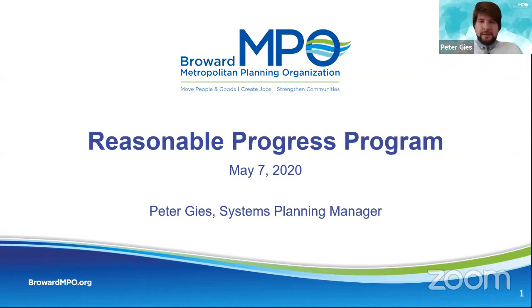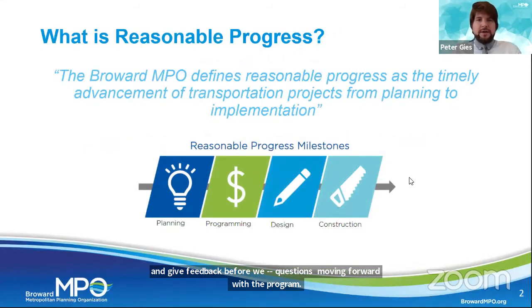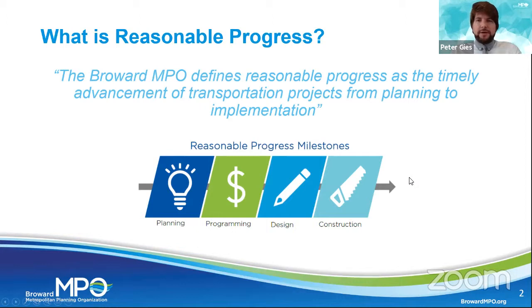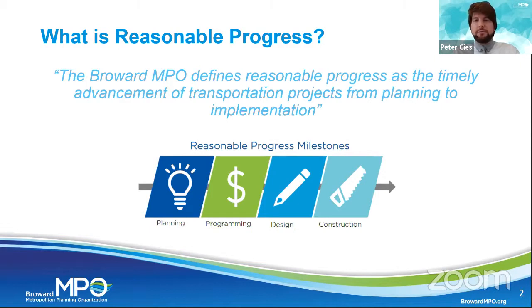So let me see if I can get this to proceed. There we go. So what is reasonable progress? We define reasonable progress as the timely advancement of transportation projects from planning to implementation. And that's a very key statement because we're actually looking at the entire process all the way from when a project is conceived to construction. Typically, when you look at reasonable progress from a project perspective, you're focusing on the last piece, the construction piece, and making sure that the project is being delivered well, being delivered efficiently.